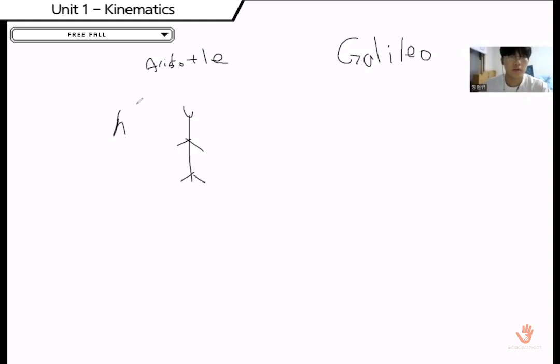Heavier objects hit first. Galileo said that the two objects hit at the same time.